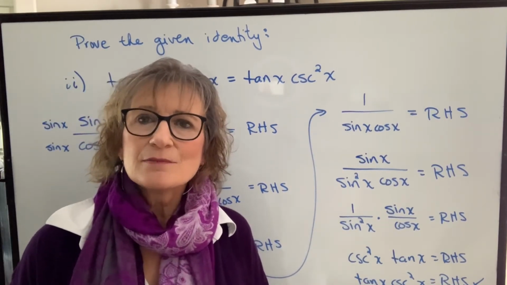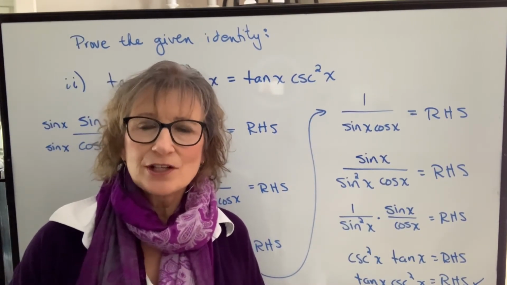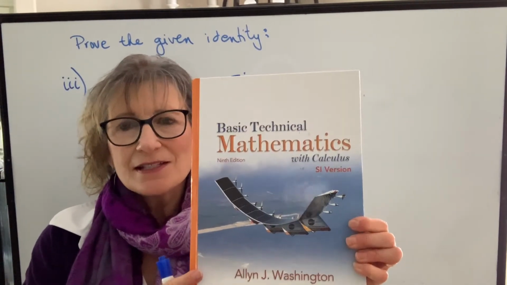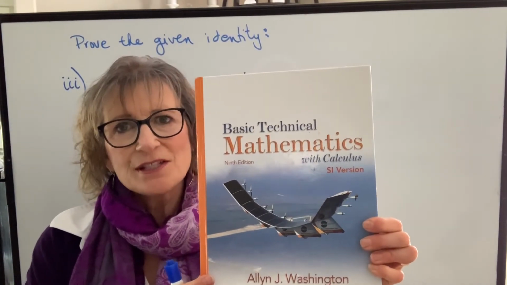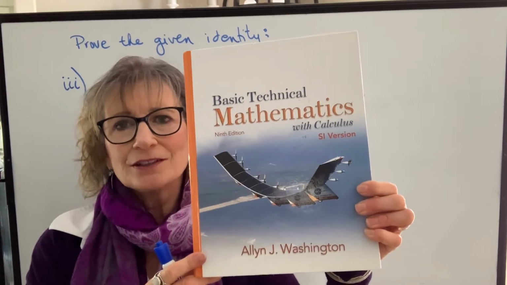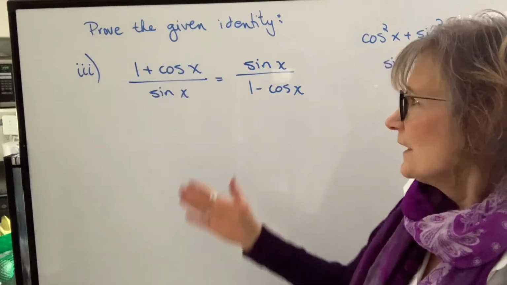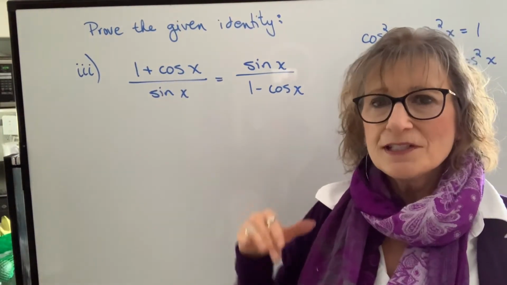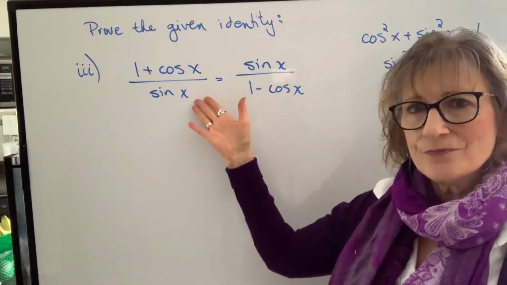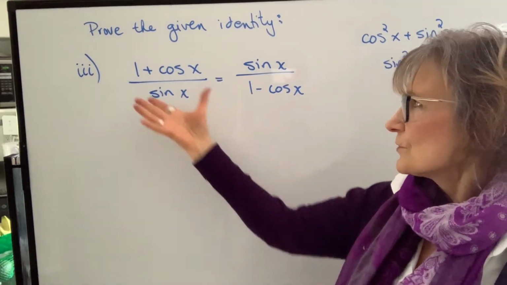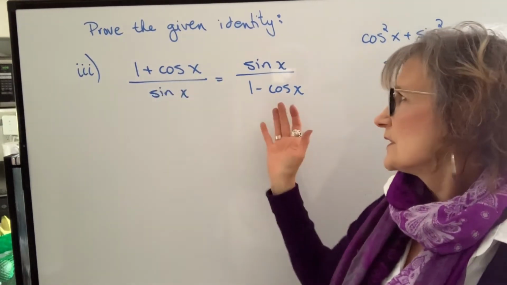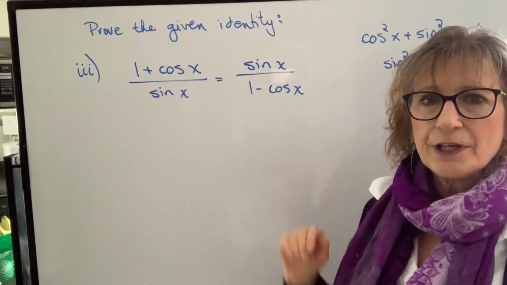Let's take a look at some other possible types and the strategies for solving those. By the way, I'm grabbing these examples from this textbook, Basic Technical Mathematics with Calculus by Alan Washington. In my next example, avoid the temptation to cross multiply. You're not solving an equation. You're trying to prove something. So I'm going to again work with the left-hand side. It really doesn't matter in this case. It's the same amount of work either way.